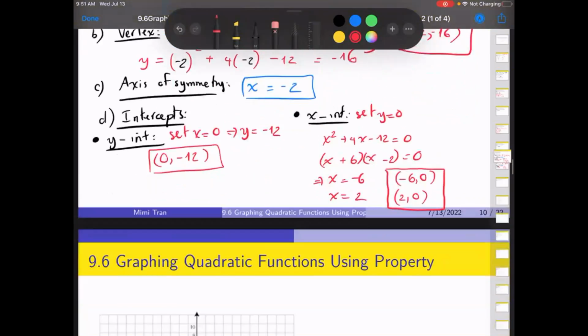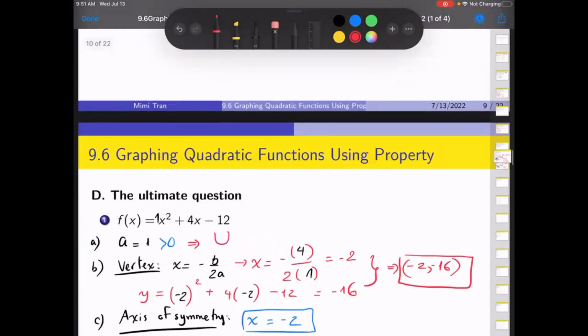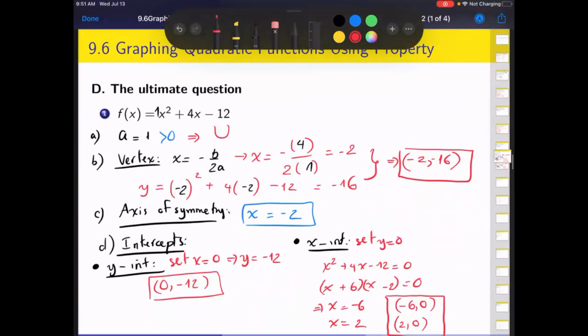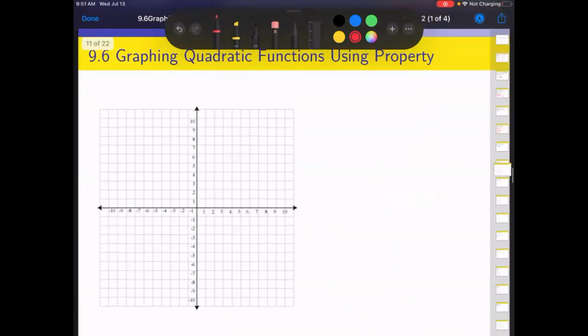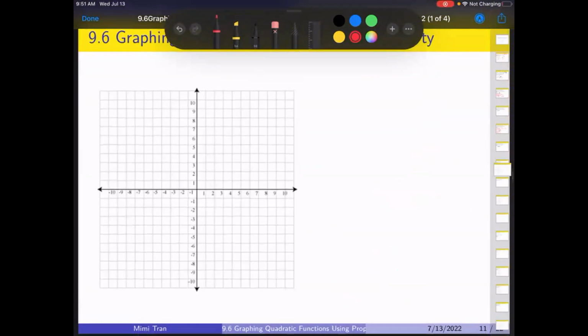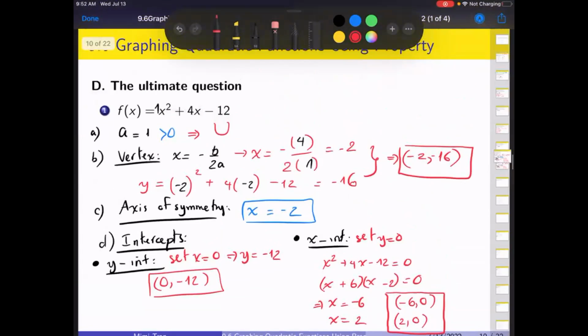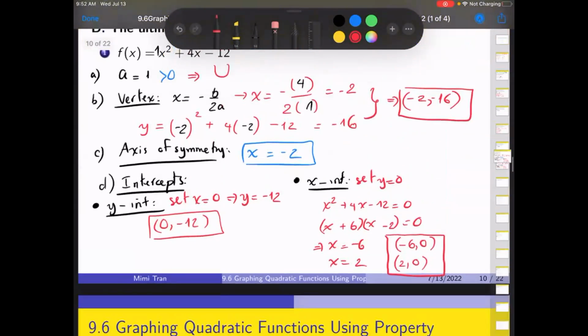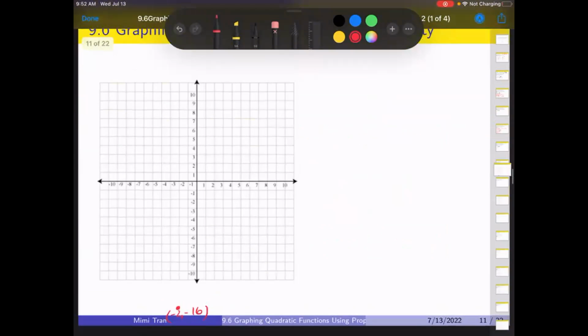Okay, all right, so let's graph. First things first, it opens up. And then I'm going to plot the vertex, negative 2, negative 16. I regret doing this, because I don't have negative 16 on the graph. I'm just going to pretend it's somewhere down here. And then the axis of symmetry, I'll label in blue. The axis of symmetry is going to be a line.